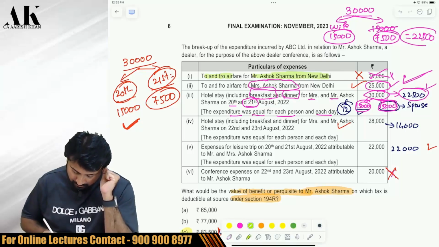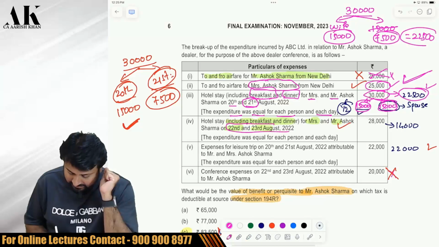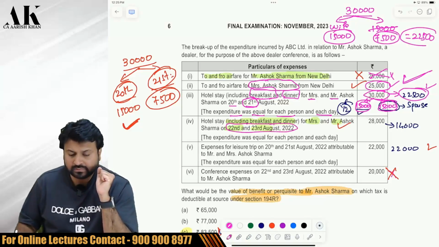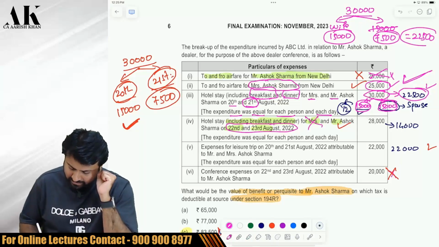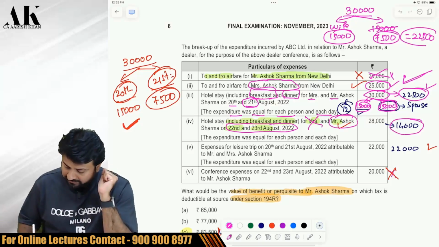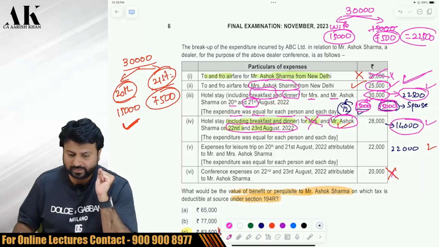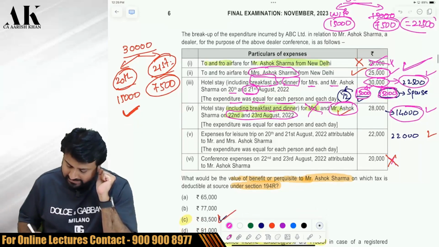Next. Hotel and stay including breakfast and dinner for husband and wife on 22nd and 23rd. This is the day of conference. Therefore here, listen carefully. On the day of conference, for wife, nothing will be allowed. So therefore, husband will be allowed because husband is a dealer. So 50% taxable, 50% not taxable. The wife portion will be taxable. Is it clear?